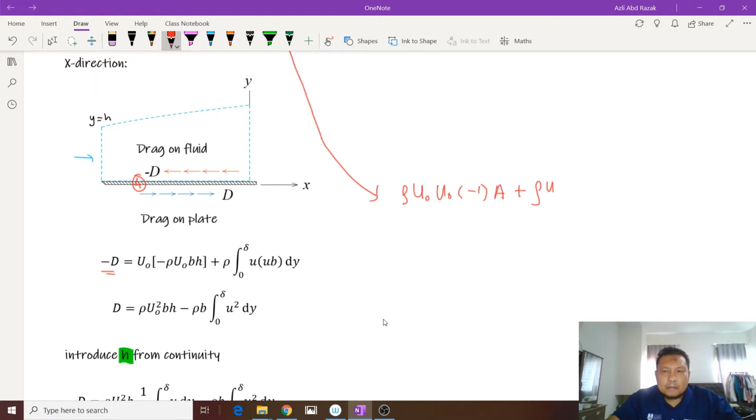So that's why we have this equation. We integrate from 0 to delta of u, and then we have u b dy. So you can write it like this in the original form. Actually, we have rho u squared a minus plus rho u squared a.